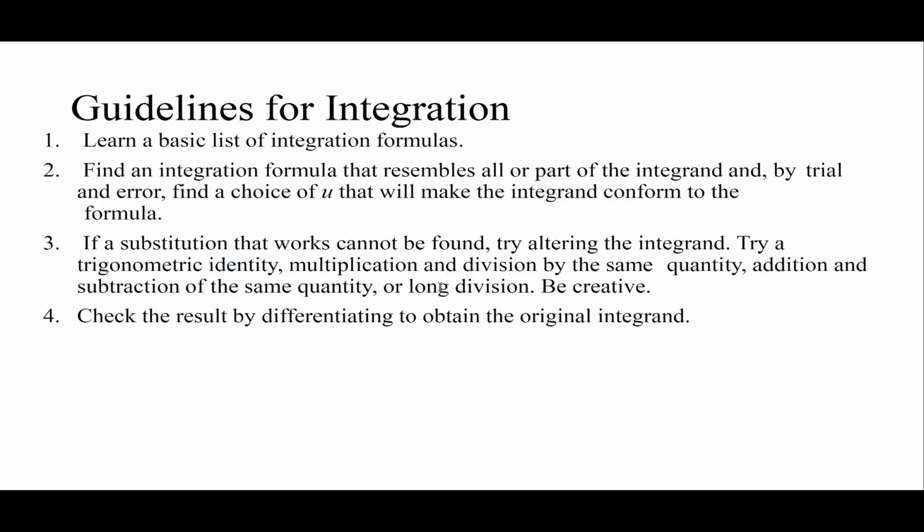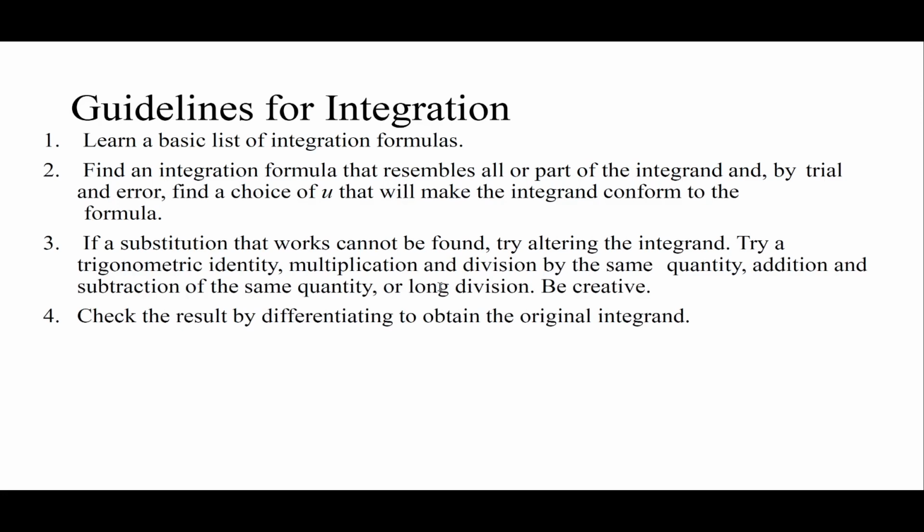So when we try to find the integration, there are some tips we can apply. First of all, you need to learn a basic list of integration formulas. And then after that, find an integration formula that resembles all or part of the integrand, and by trial and error, just try a different approach. Find a choice of substitution for u that will make the integrand conform to the formula. So like we did in previous examples.